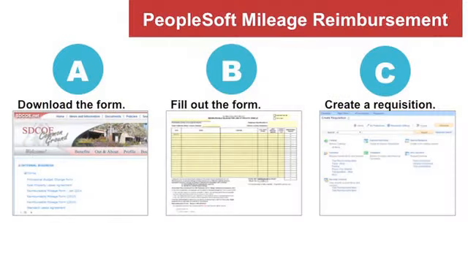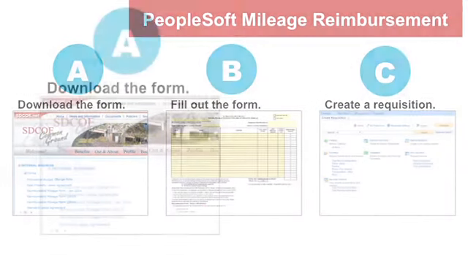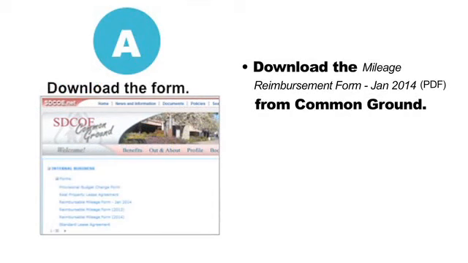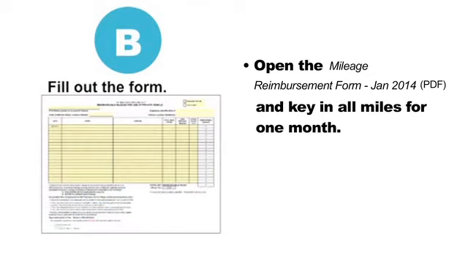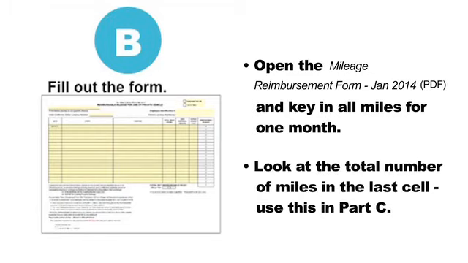Before we begin, here's the basic procedure you're going to follow. First, you will download the Mileage Reimbursement Form from Common Ground. It's a PDF. Make sure you select the one that says January 2014, the one for use with PeopleSoft. You'll need to save this form to a location on your computer so you can find it later.